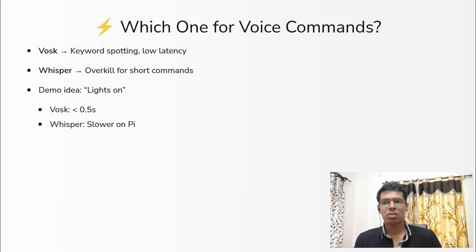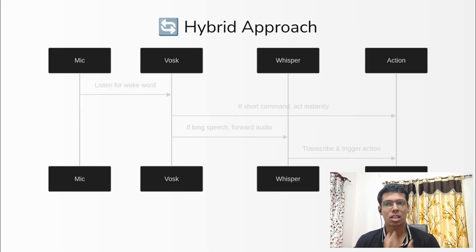There could be a hybrid approach where the mic listens to my voice command, and if it is a short command, Vosk can take action. But if it is a long speech, I can forward the audio to my PC, transcribe it, and trigger the action based on Whisper's output. So basically, it could be a hybrid approach. I will try to implement it. I don't know how successful that will be, because I have to stream the voice over to Whisper on my PC. That part is yet to be figured out, but that could be the approach I take. If that fails, I will mostly go ahead with Vosk itself.